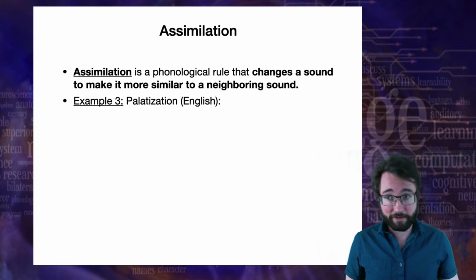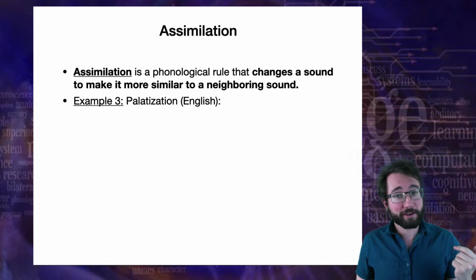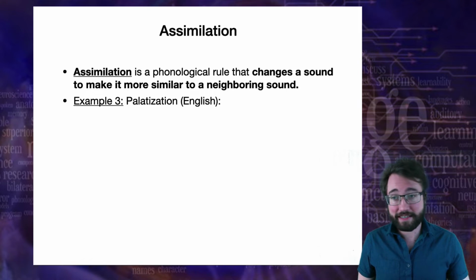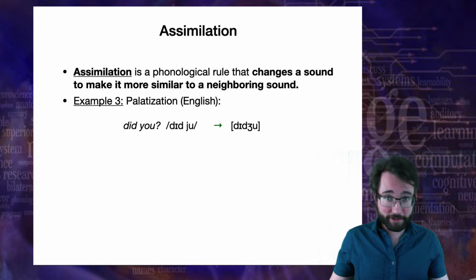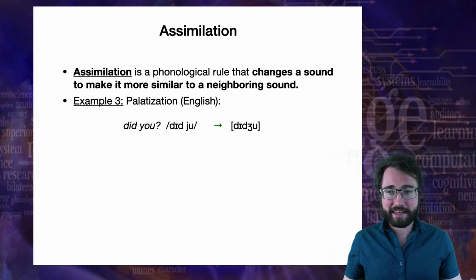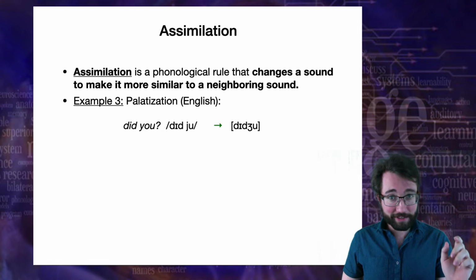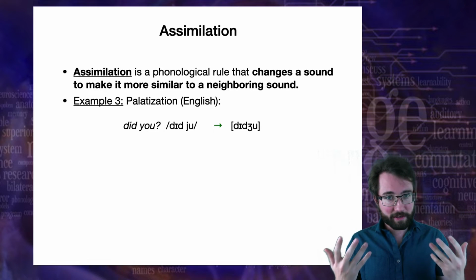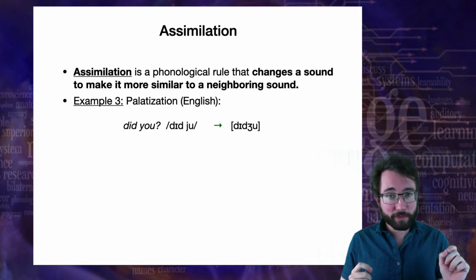Another very common kind of assimilation, a special kind of assimilation which is so common it gets its own name, is what's called palatalization. Palatalization is exemplified by this example in English. When you say did you, like did you eat, often in faster speech this comes out as did you eat. So what's happening here is that the phoneme d, when it's next to the phoneme y, the voiced palatal glide, when the d is next to the y, then the d acquires some of the palatal nature from the y, and it becomes j. So did you becomes did you.